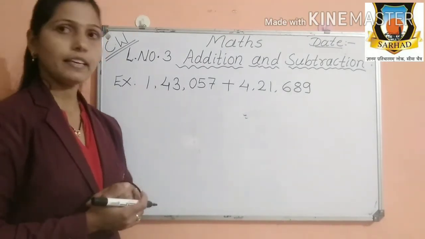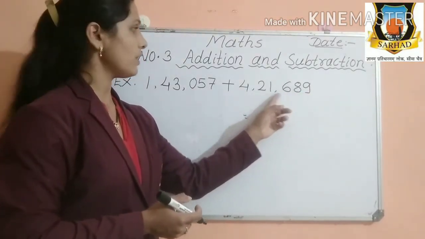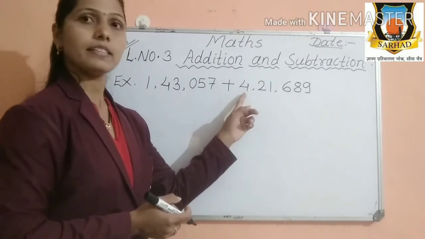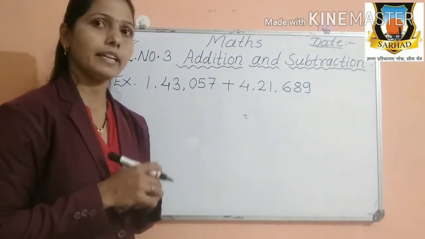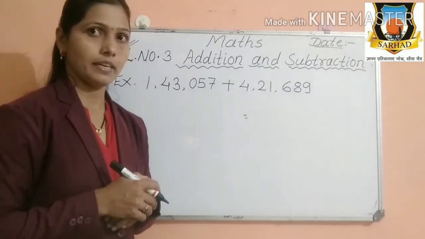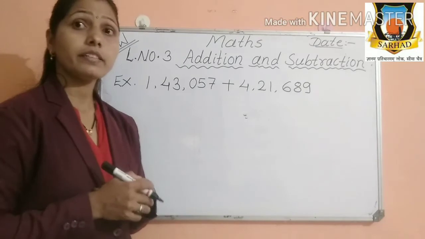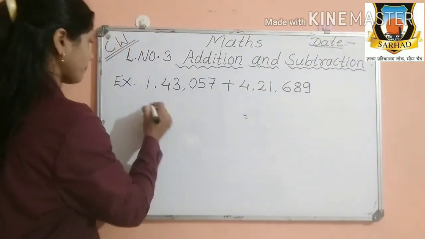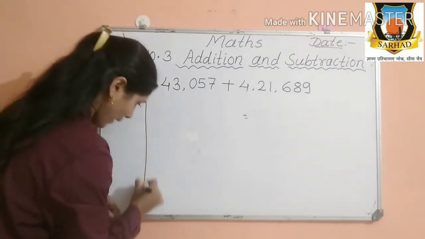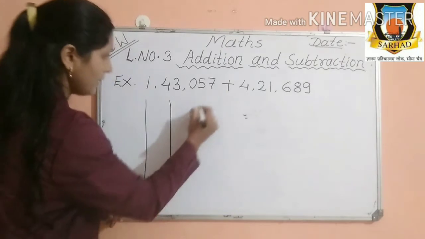Yes? Correct. Here, 1, 2, 3, 4, 5, 6. Yes, here 1, 2, 3, 4, 5, 6, means how many digit number is there? Correct, 6 digit number is there. So here we have to make 6 columns for that. So here you have to make the columns with the help of a scale and pencil.